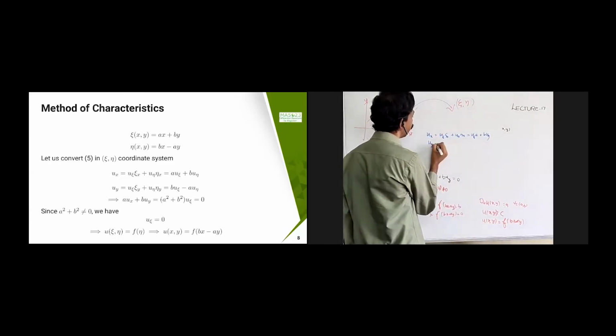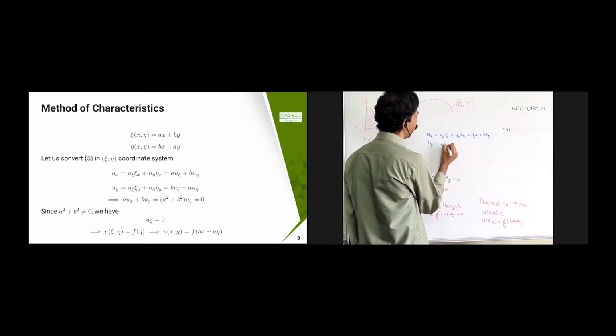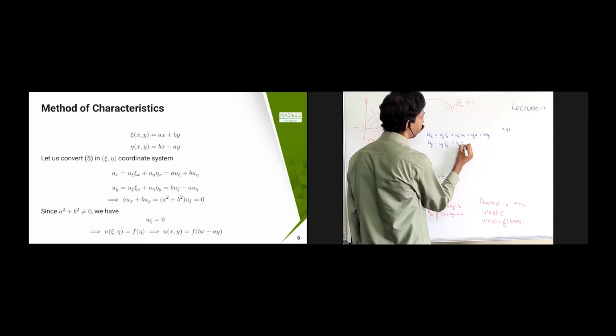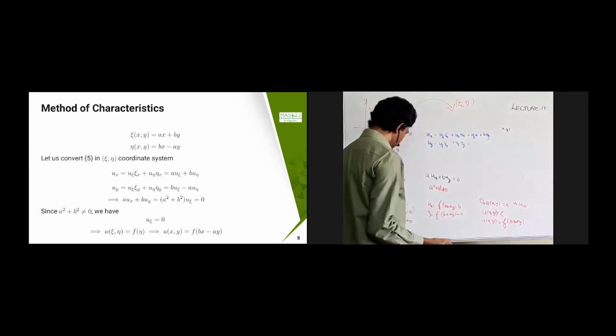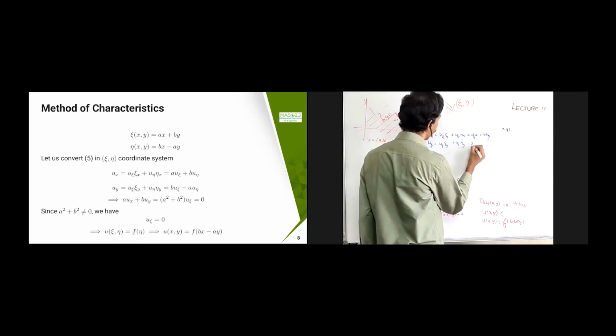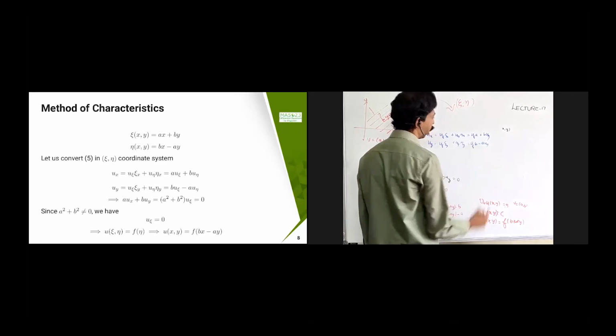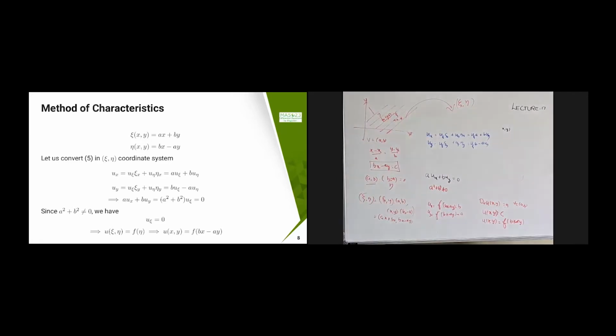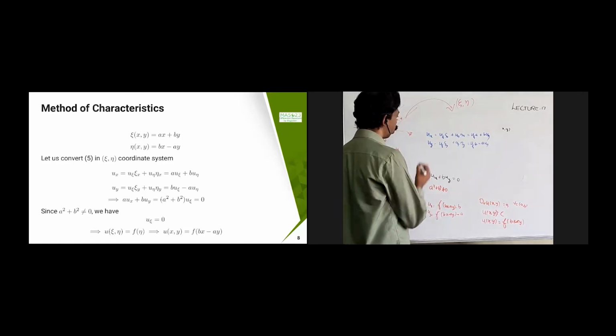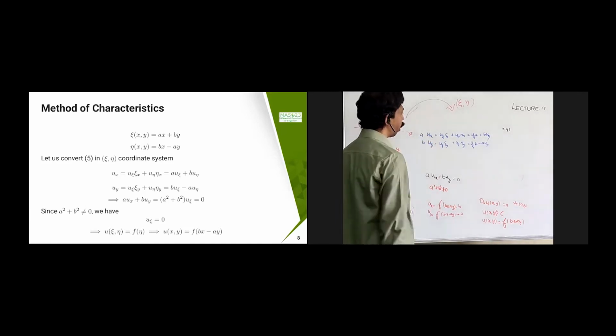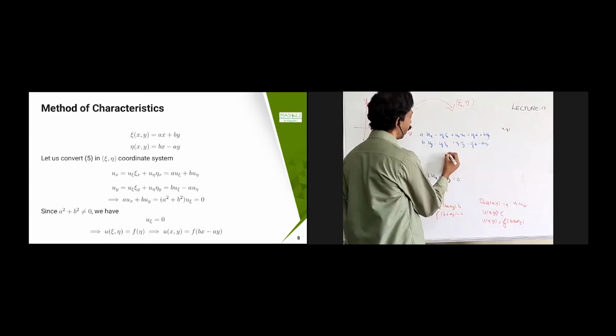Similarly, uy is going to become u chi chi y plus u eta eta y. That is going to become b u chi minus a u eta. Okay. Now, if you multiply this by a and multiply this one by b and sum them together, then what you are going to get is a square.